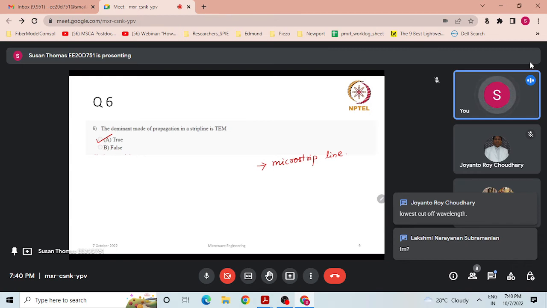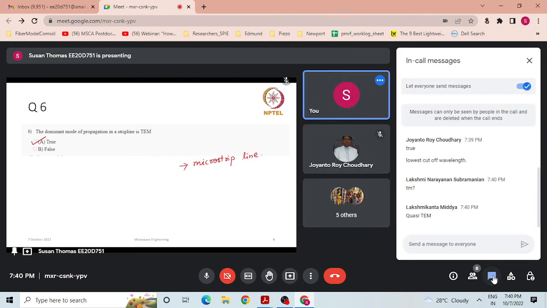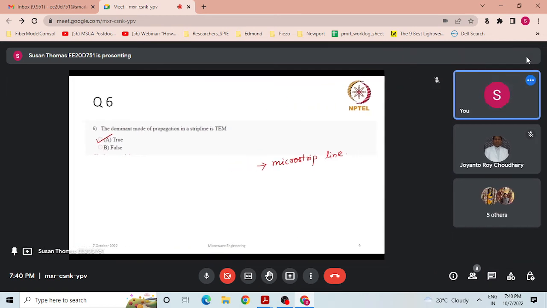Okay, so let me tell you what is this dominant mode. Yes, as you said, dominant mode is nothing but the one having the lowest cutoff. That is fine. My question is whether it is TEM or TE or what. So as I mentioned before, microstrip line is having a quasi TEM. I had mentioned the reason also.